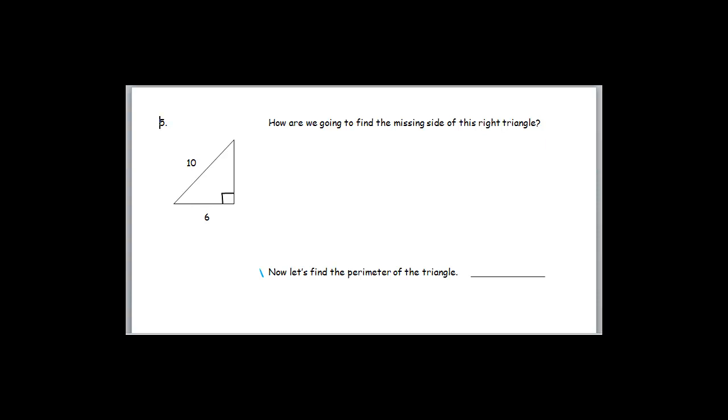Because this is a right triangle, we get to use Pythagorean theorem. Remember, Pythagorean theorem is a squared plus b squared equals c squared, where a and b are the legs and c is the hypotenuse. So over here, this is a leg and this is our hypotenuse. So we should be set to put those numbers in and do our calculations. So 6 squared plus b squared equals 10 squared.